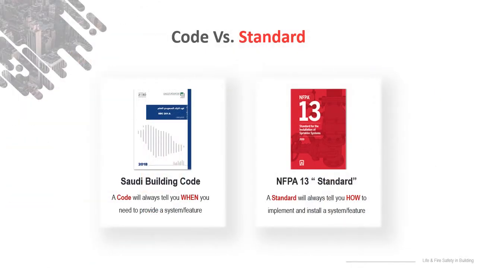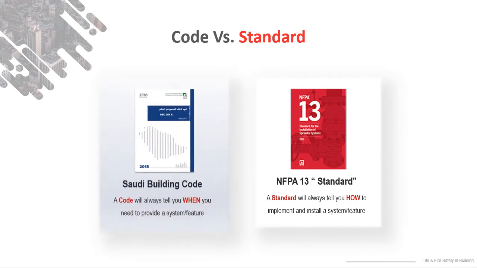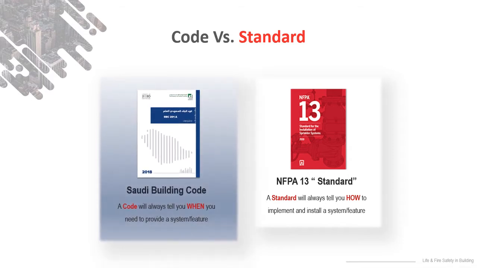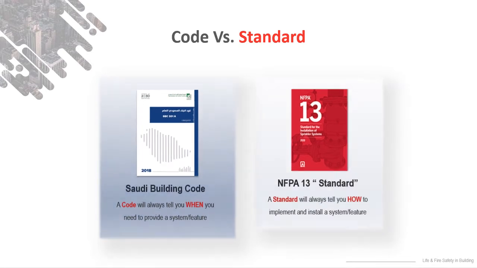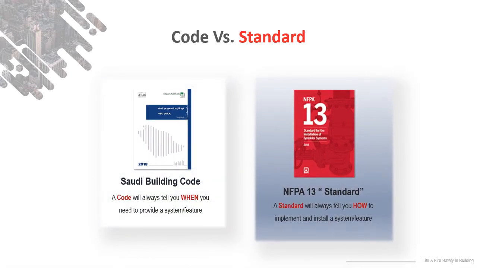Knowing the difference between a code and a standard is essential to all engineers and contractors who are working in the field. One way of looking at the differences between codes and standards is that the code will always tell you when and what you need to do. However, a standard will always tell you how to implement and install a particular system or feature.